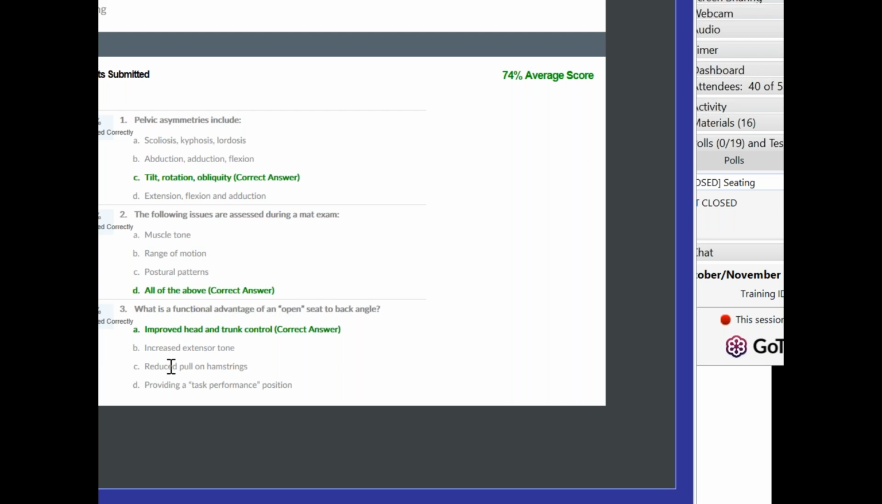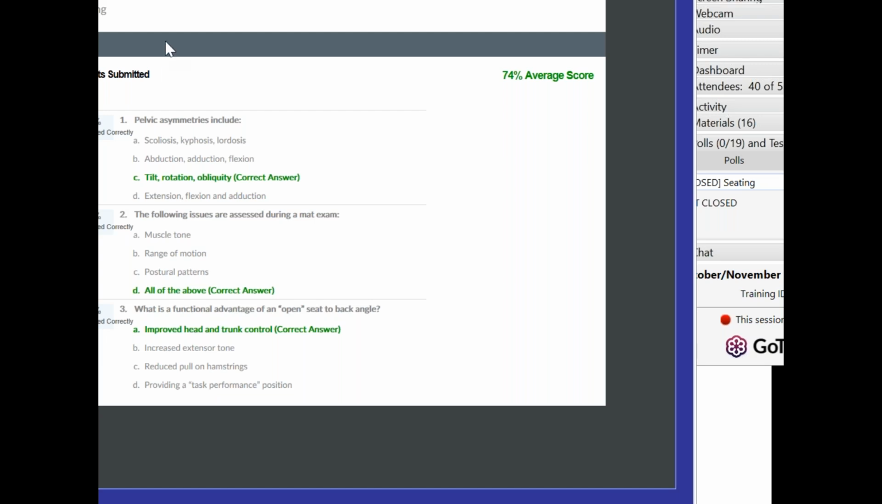Opening the back angle is not really about the hamstrings. I'm just trying to think how the plausibility of your hamstring is really going to be your footrest. You're adjusting your footrest for what range of motion you don't have with the hamstrings. And then providing a task performance position. I don't know if anyone picked D. That to me can be confusing.